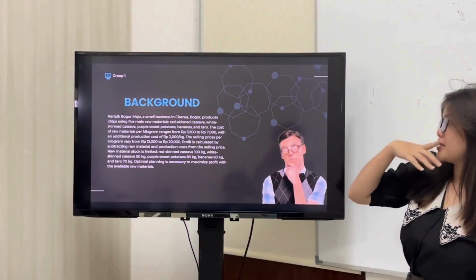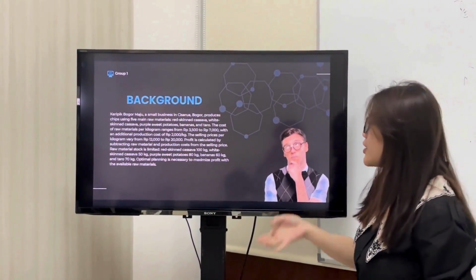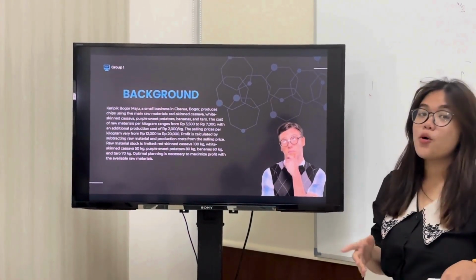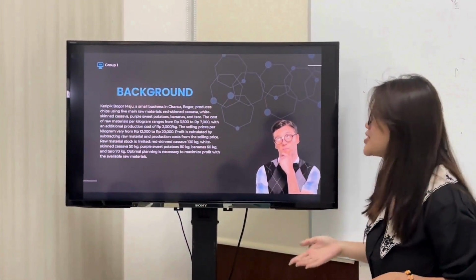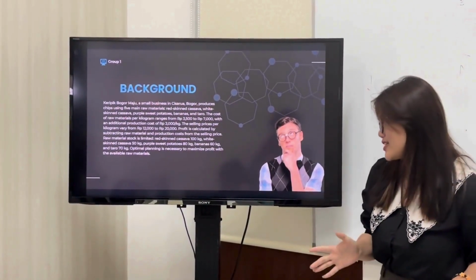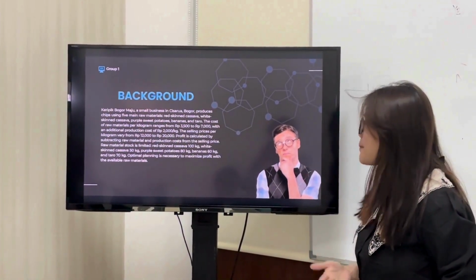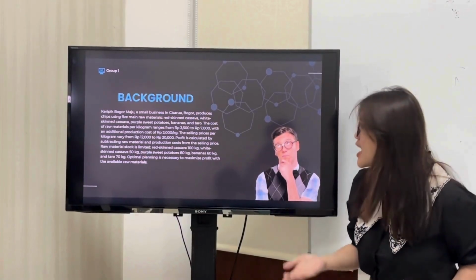So I will explain about the background. Keripik Bogor Maju is a small business in Cisarua, Bogor. It produces chips using 5 main raw materials. They are red skin cassava, white skin cassava, purple skin potatoes, bananas, and taro.